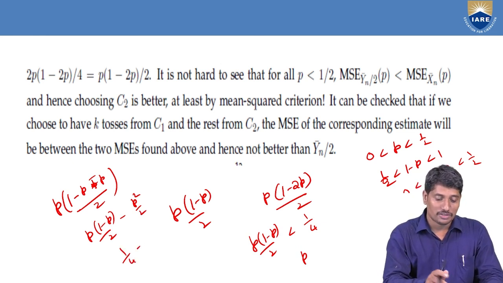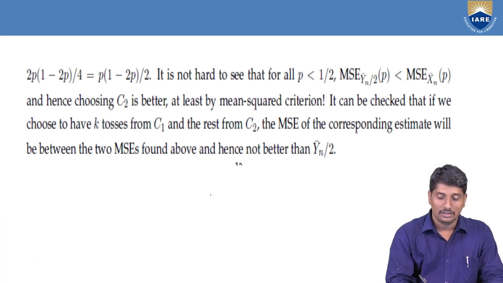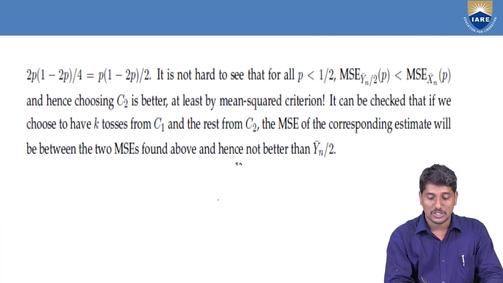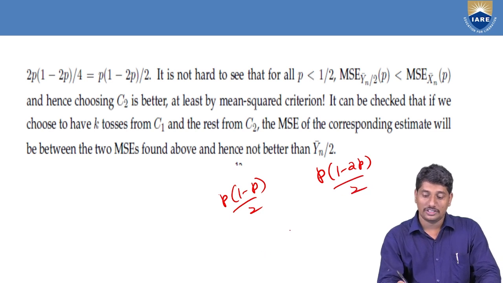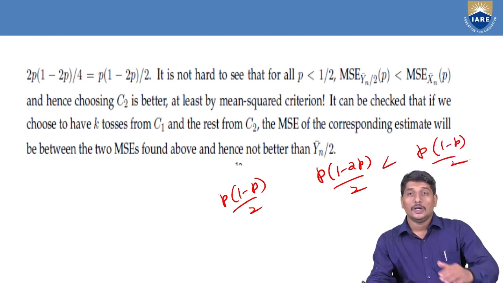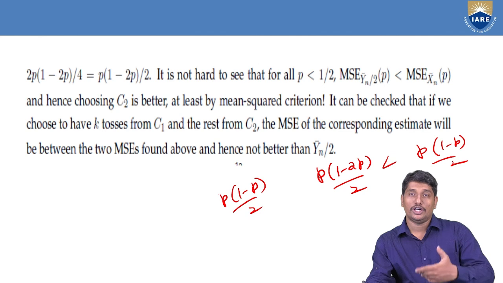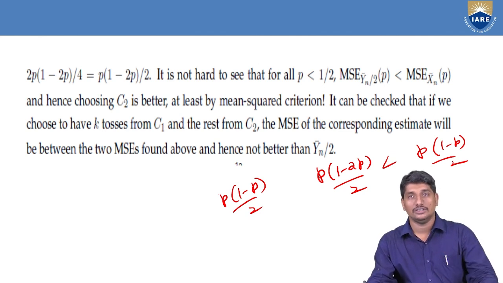That means what you are observing is that the mean square error of p into 1 minus 2p by 2 is lesser than the mean square error of p into 1 minus p by 2. That is why we consider it a better choice to go on tossing the second coin 20 times rather than the first coin.